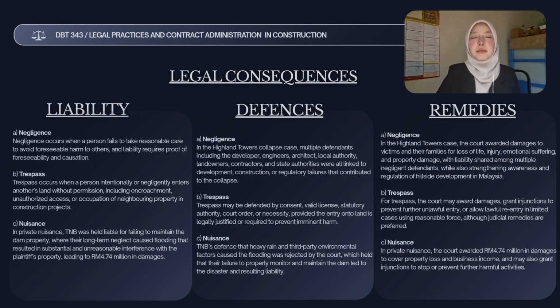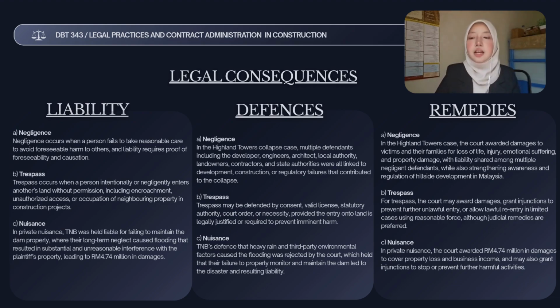This slide explains the legal consequences of negligence, trespass, and nuisance. First, for liability, negligence arises when a person fails to take reasonable care, causing foreseeable harm to others. Then, trespass occurs when someone enters another person's land without their permission. For nuisance, liability arises when a person's action interferes with another person's use and enjoyment of their own property.